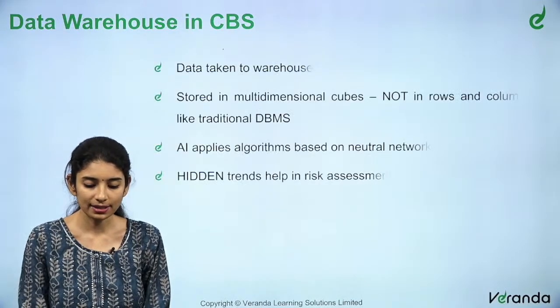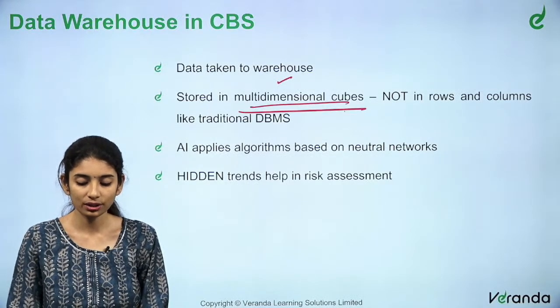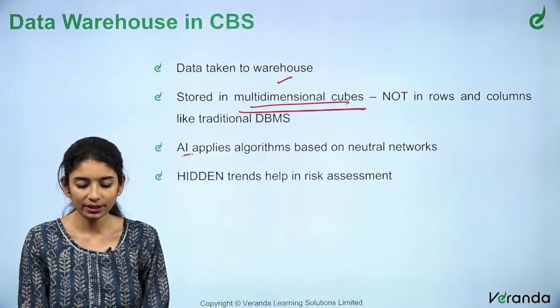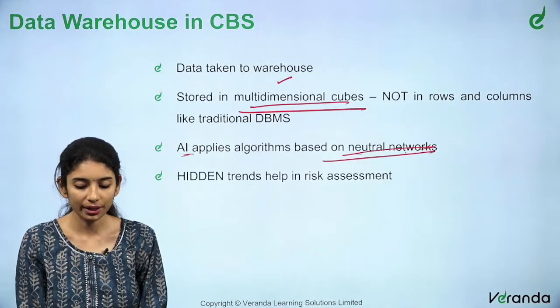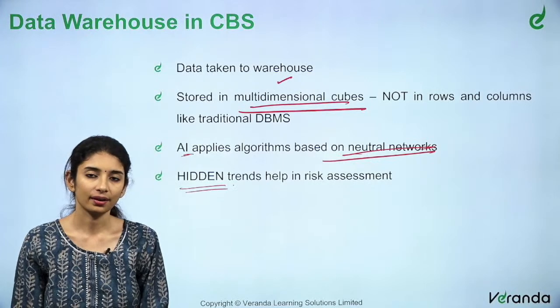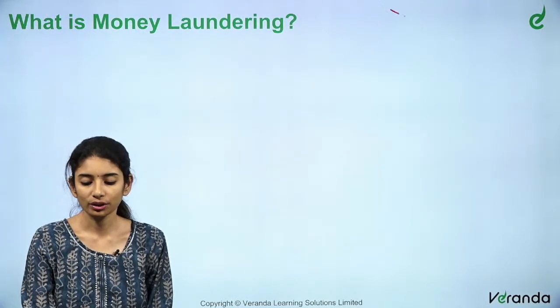Data warehouse in CBS. Data is taken to the warehouse. It's stored in multi-dimensional cubes, not in rows and columns like traditional DBMS. Artificial intelligence applies algorithms based on artificial neural network logic. It helps in finding out hidden trends and finding out risk assessment. Next important topic.